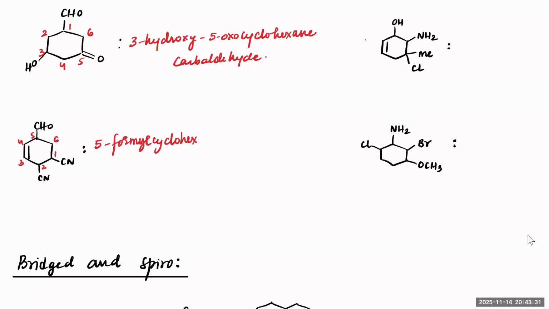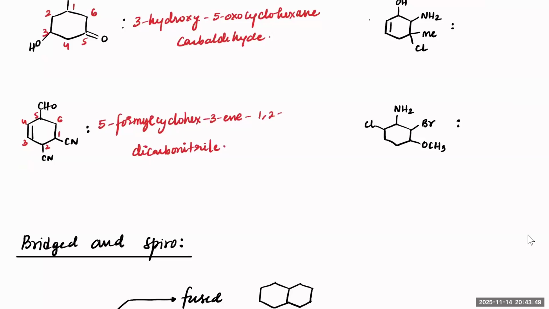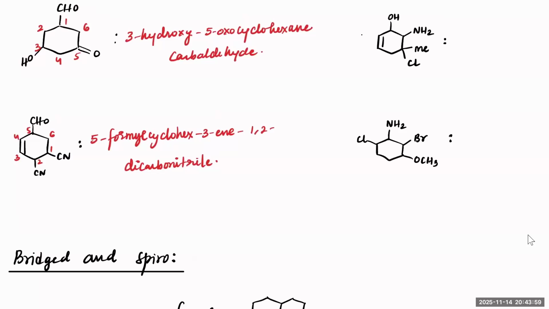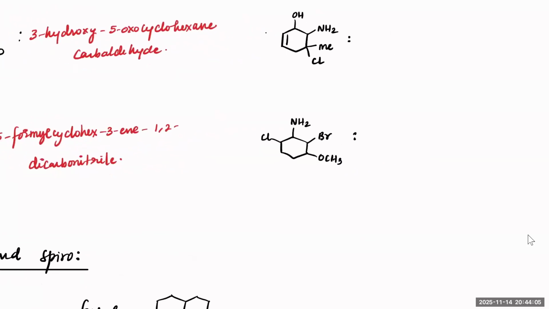Then we have cyclohex, 3-ene, complete ene you have to write, and then we have 1,2-dicarbonitrile. That will be the name. 5-formylcyclohex-3-ene-1,2-dicarbonitrile. Clear everyone? See the next one here.